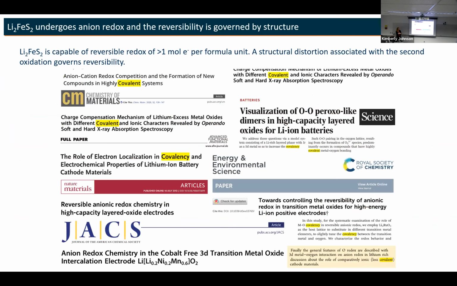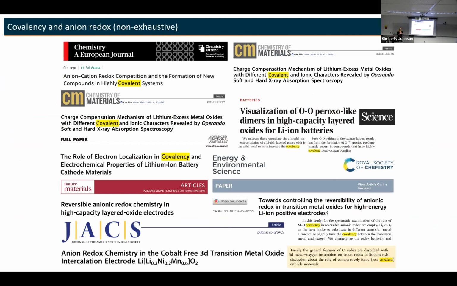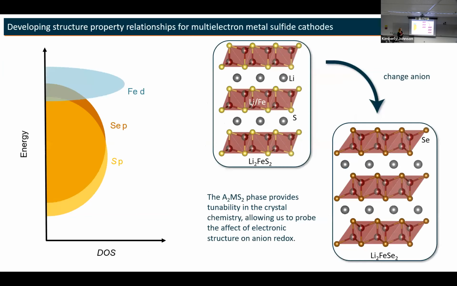One property that we've been really interested in understanding is how covalency plays into the ability to do anion redox. In the oxide literature, there have been many, many papers. This is a non-exhaustive list of people who have suggested that covalency plays a really important role in anion oxidation. Now that we have a material that definitely does sulfide oxidation, where we definitely see redox on the sulfur, we can tune it to probe how covalency plays into the mechanism. And the way that we did that is through anion substitution.